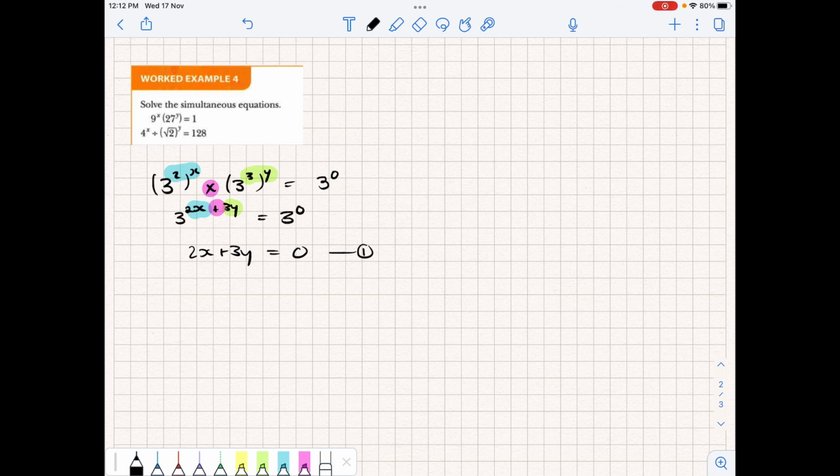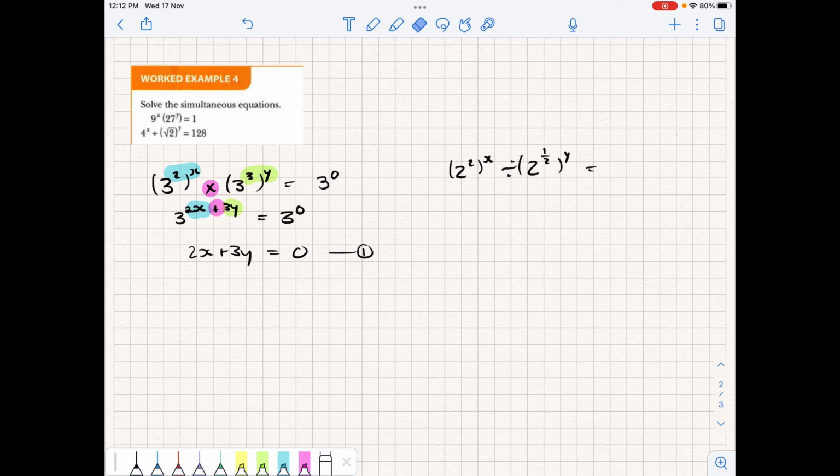Now we're going to do the same thing on the other side. So we're going to have 4 to the power of x. 4 is not the lowest base, so we're going to change that to base 2. We're going to have 2 to the power of 2 raised to the power of x. And that's divided by the square root of 2, which we want to write in an easier way, and that we can write as 2 to the power of a half. And this is being raised to the power of y. And this is all equal to 128.